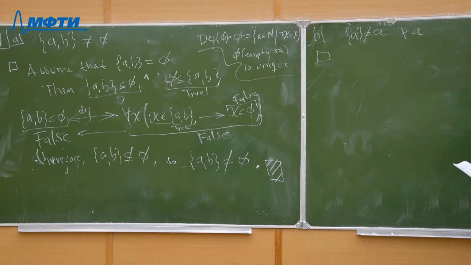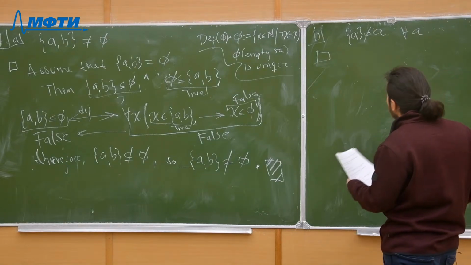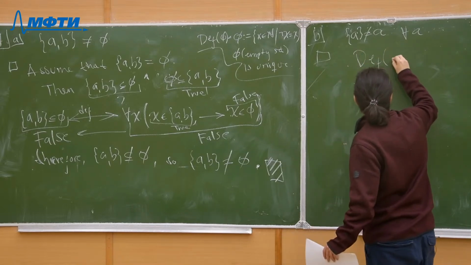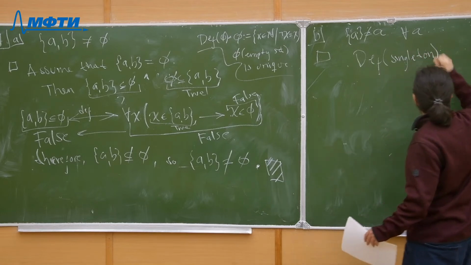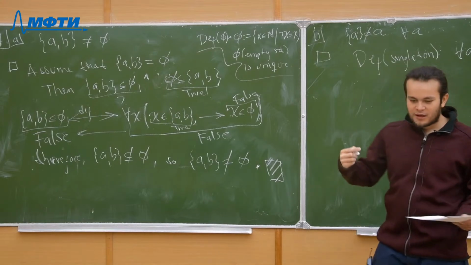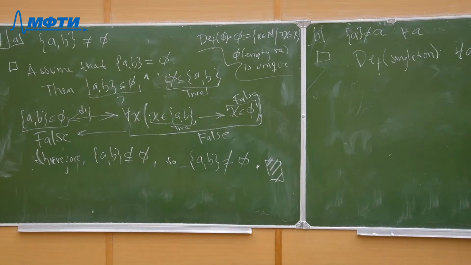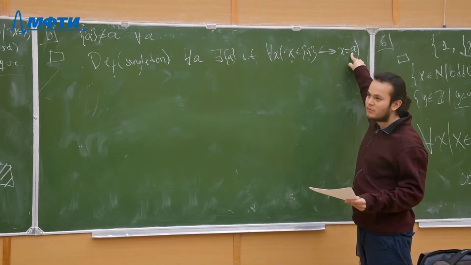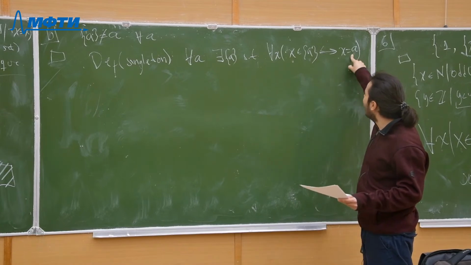So yes, all we have to do here is, let me remind you the definition of a singleton. We say that for all A, there exists a singleton of this set such that for all X, X belongs to this singleton if and only if X is equal to A. So the singleton of a set is a set that contains only A. So any element of this set is just A. So this is the only element from this set, right?